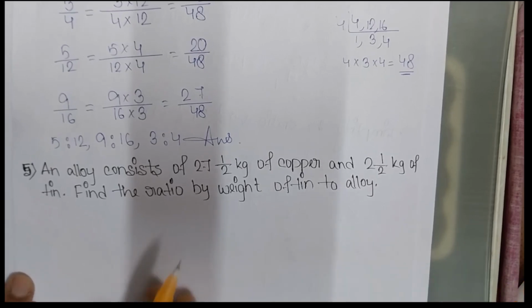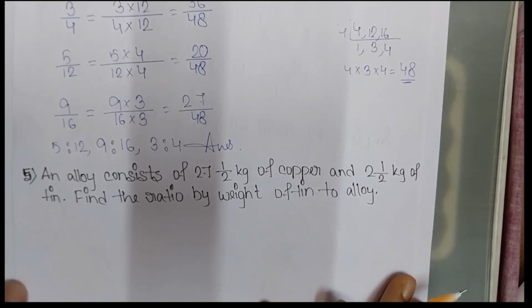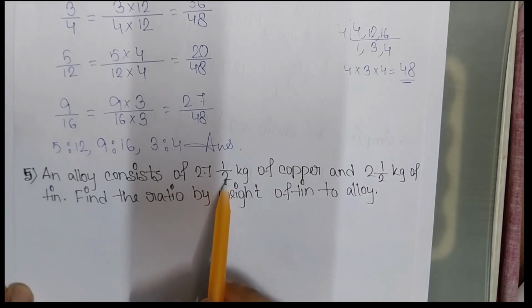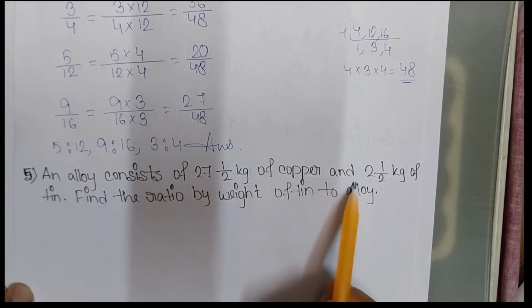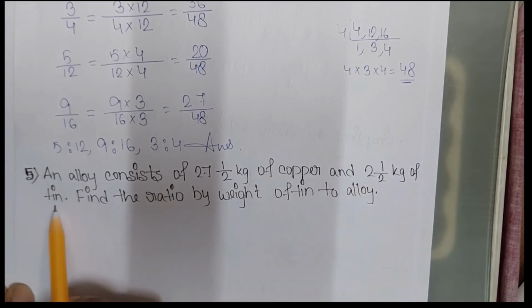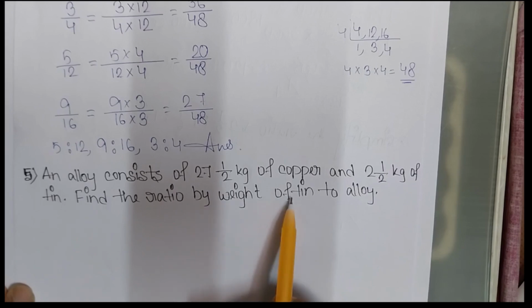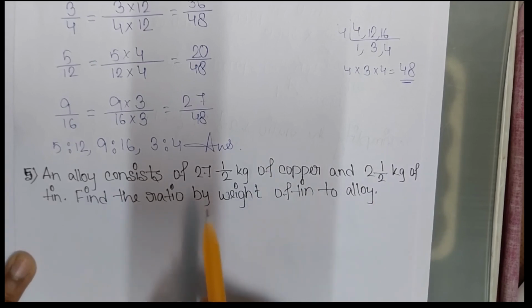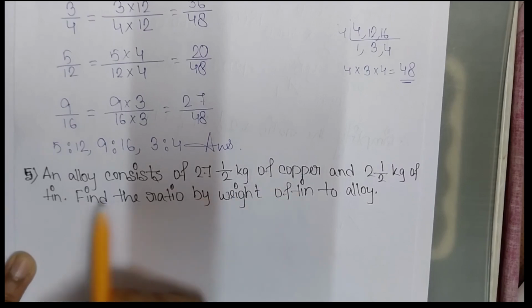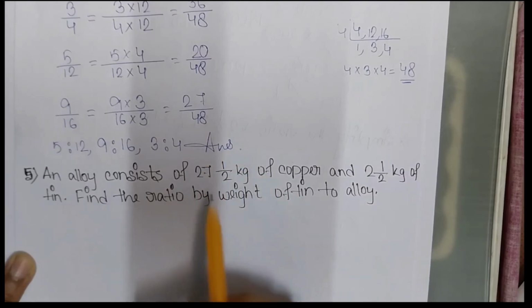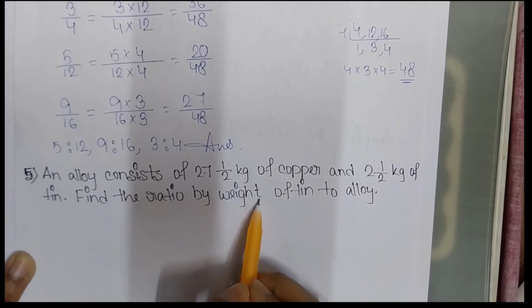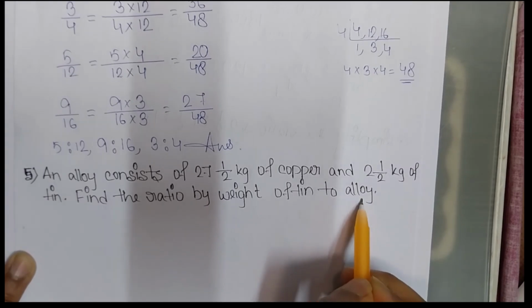Now we have the problem sums. The problem is: an alloy consists of 27 1 by 2 kg of copper and 2 1 by 2 kg of tin. Find the ratio by weight of tin to alloy. So here an alloy consists of copper and tin, and the quantities of copper and tin are already given in the problem sums. So we have to find the ratio of the quantity of tin to alloy.